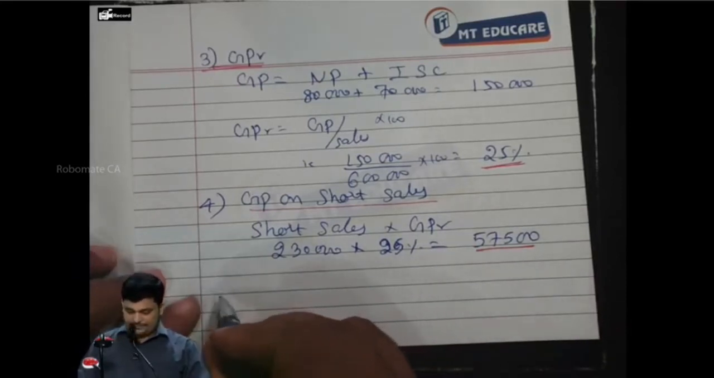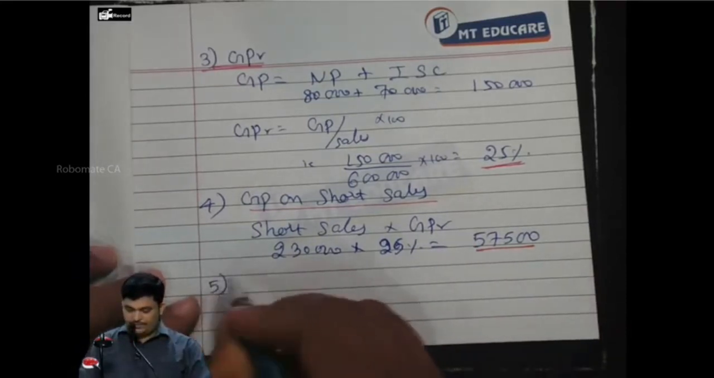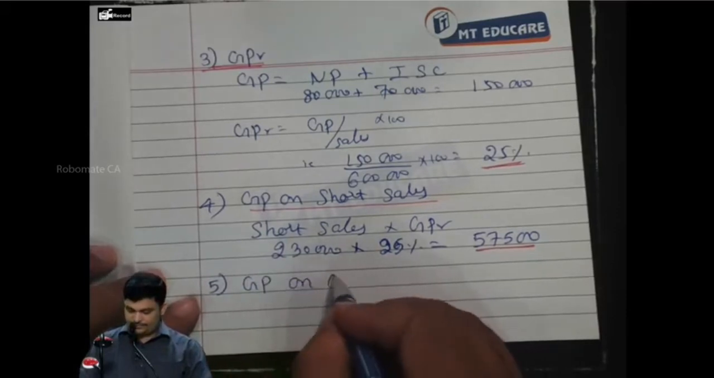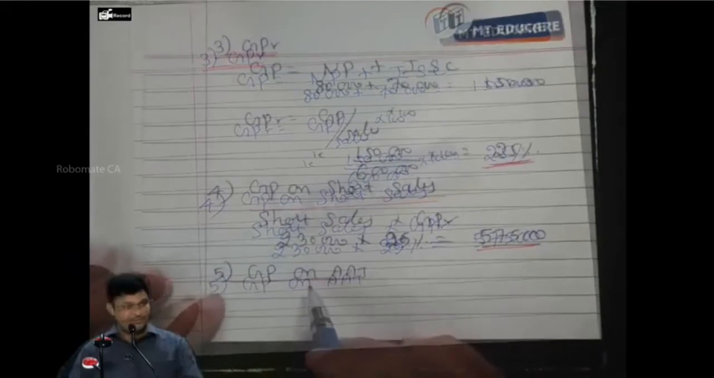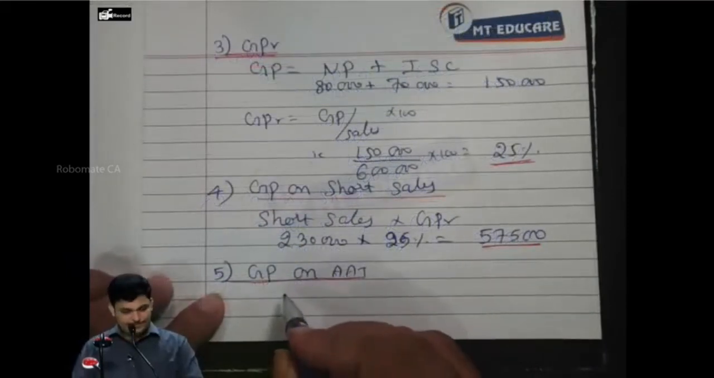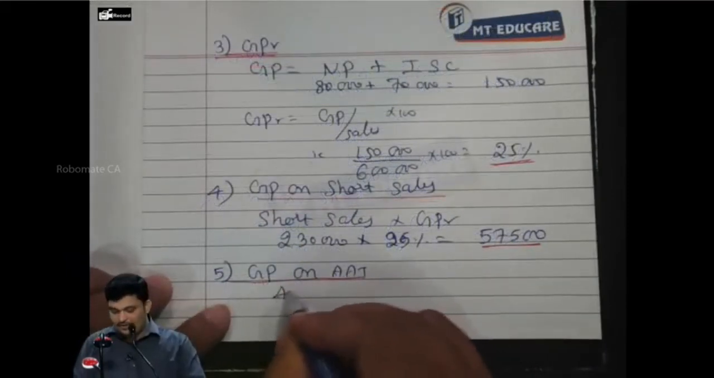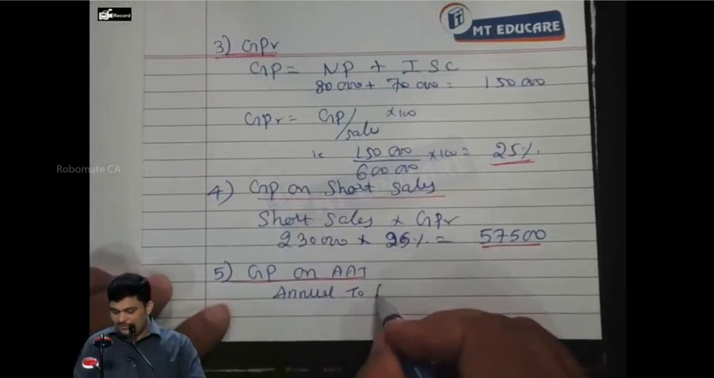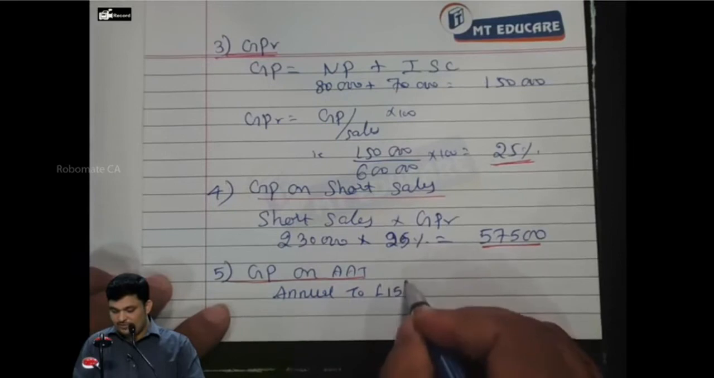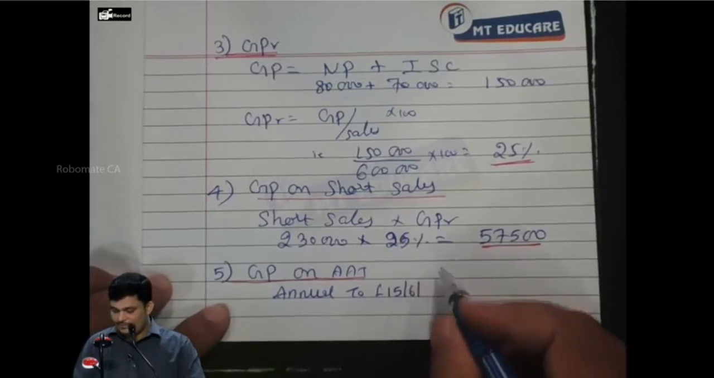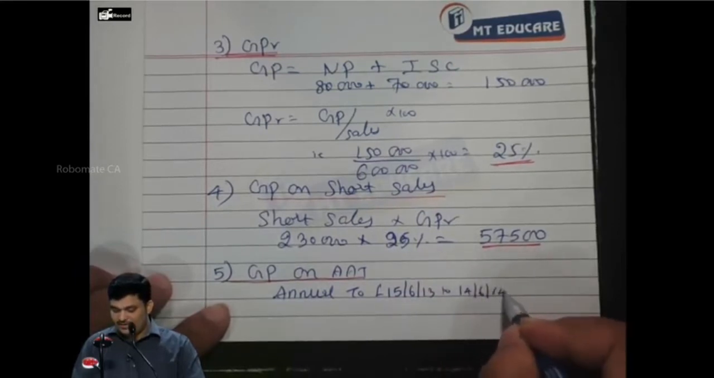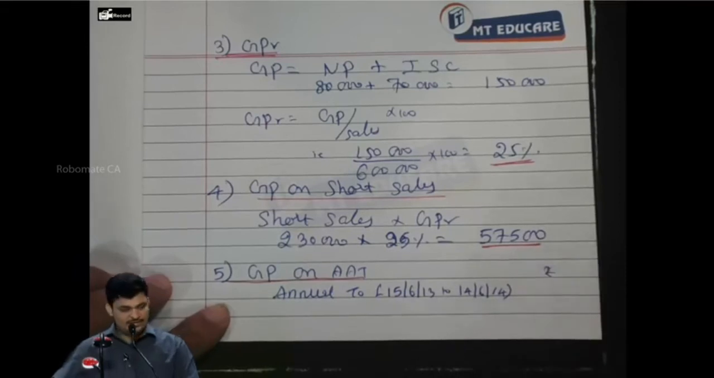Step number 5. GP on AAT. Gross profit on AAT. It is firstly annual turnover. Annual turnover from 15 June 2013 to 14 June 2014. Correct? Any sales given?